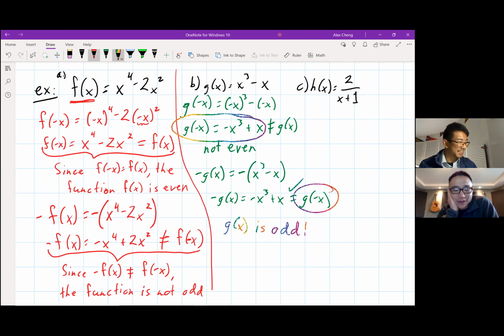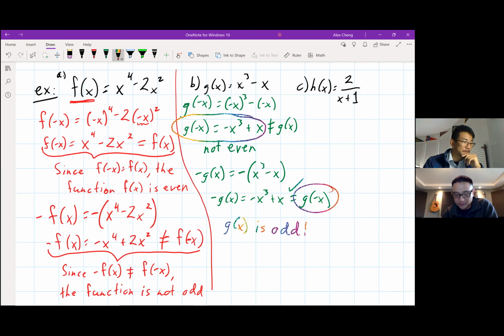Okay, so you check g of negative x. You found it's not even because it did not equal the original function. Then you did confirm that it does equal the negative of the original function, so it's odd. Okay, right. Cool. So we have an even function for f of x and an odd function for g of x.